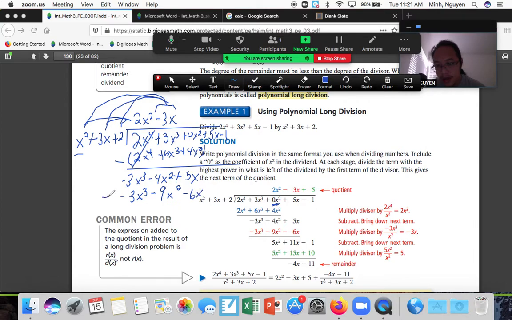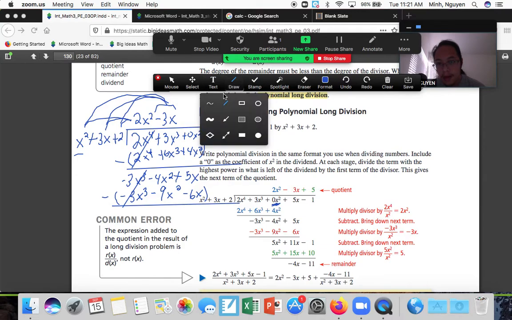I'll go ahead and subtract everything. Negative 3 minus negative 3. Negative 4 minus negative 9 is 5x squared. Sorry, let me organize this a little bit better. 5x minus negative 6x is positive 11x. And then lastly I'll bring down this 1.